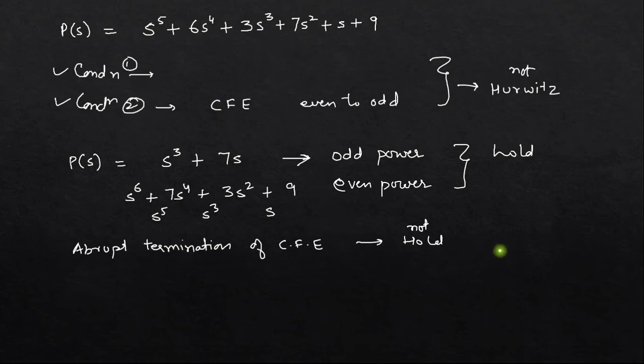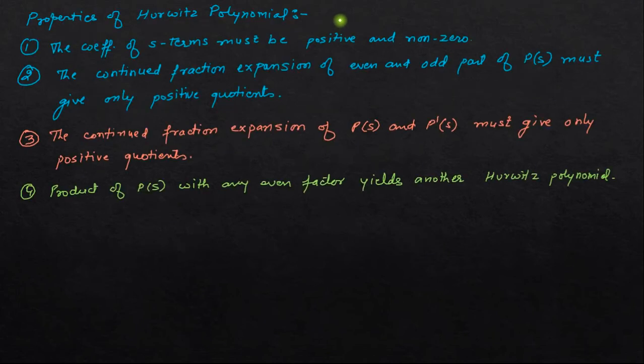Let us revisit the properties of Hurwitz polynomial. There were 4 properties of Hurwitz polynomial. The first one said the coefficients of P(s) must be positive and non-zero. The second said the continued fraction expansion of the even to odd or odd to even part of P(s) must give only positive quotients. Now we were discussing what if these two conditions do not hold.